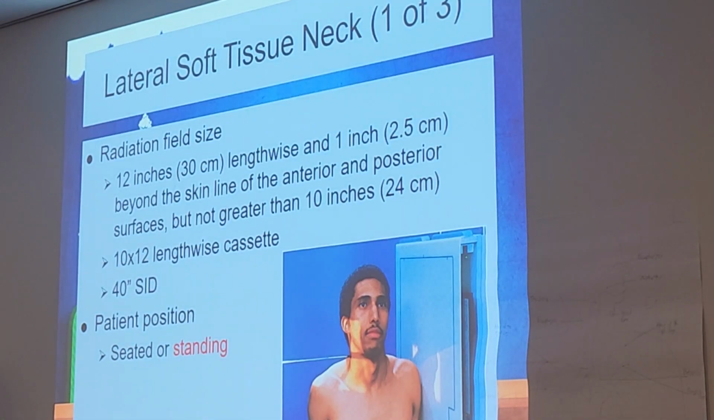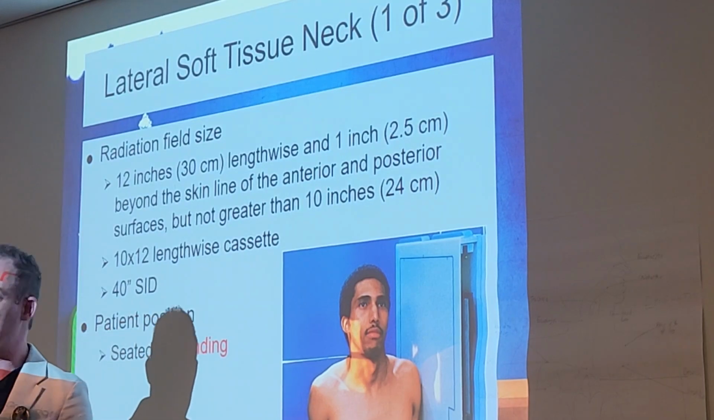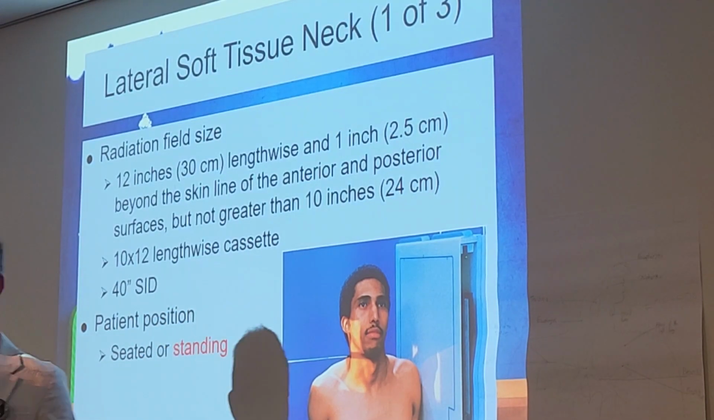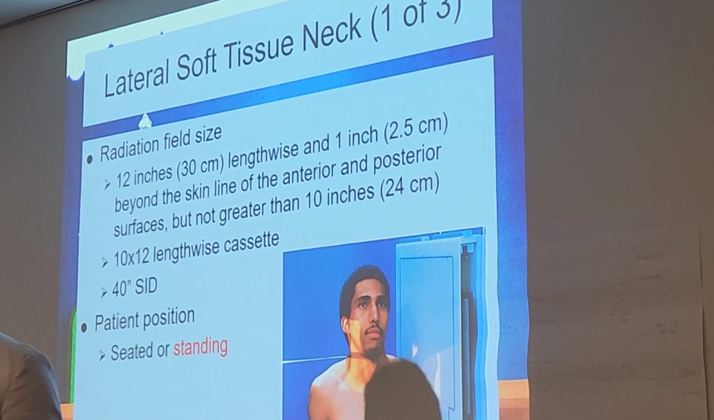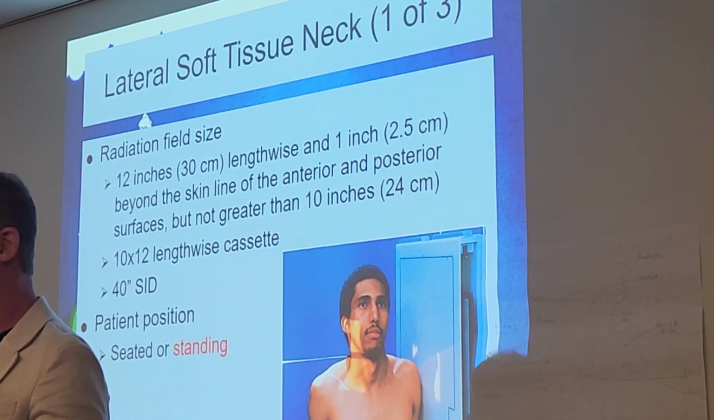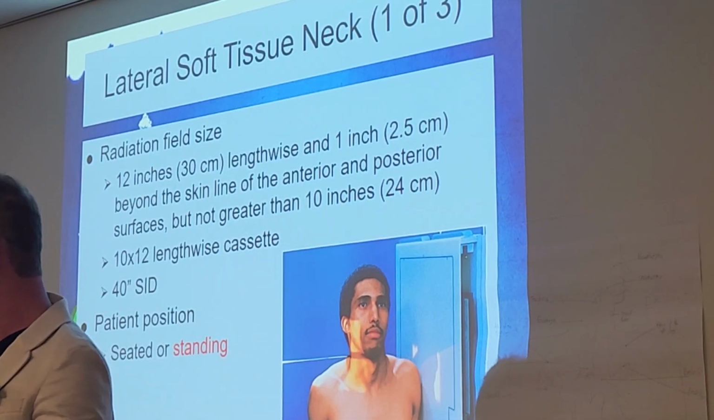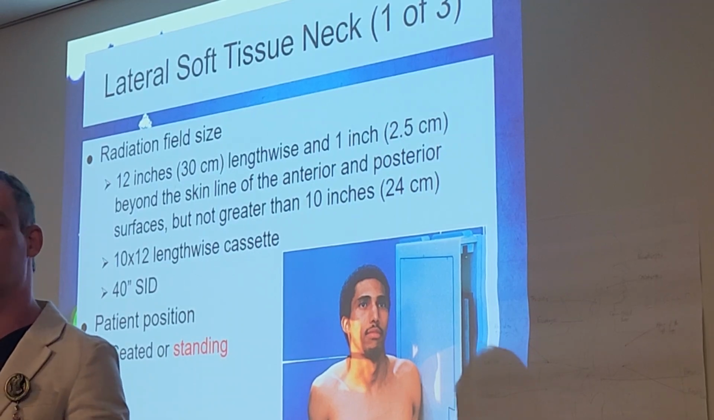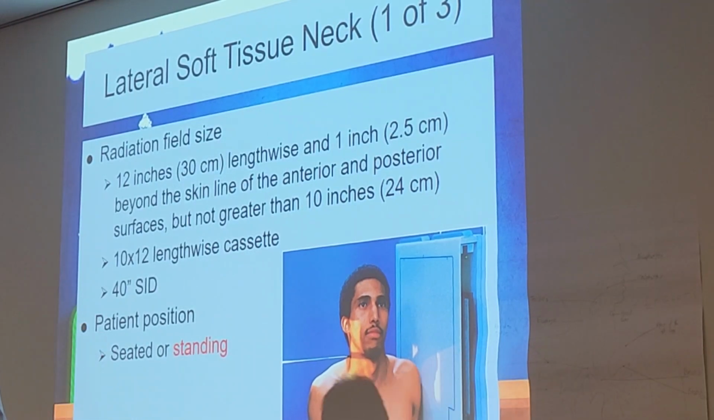Let's talk about the lateral. Once again, what's that cassette size? It's going to be the same. It's the same general area, 10 by 12, by the way, lengthwise on both of those. Make sure you know your orientations. Think about the part and the way it sits in the body. The neck is long, not wide, therefore lengthwise, 10 by 12 cassette.